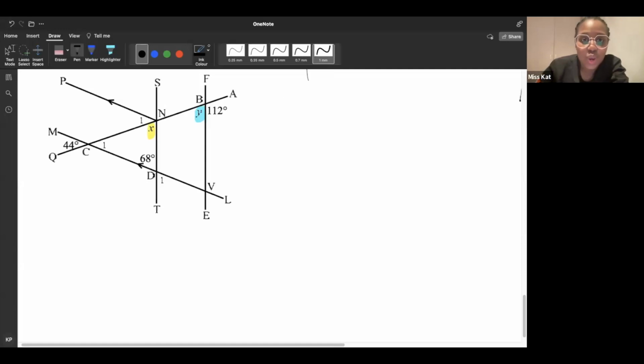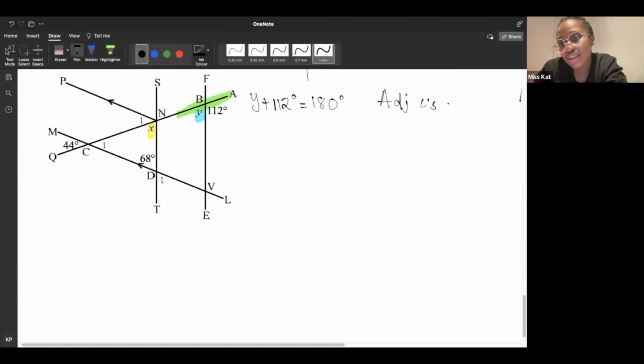Wow, Pelito, that was a long way to do it. It's correct though. But look here, Pelito. Isn't this a straight line? So we could have just said y plus 112 is equal to what? 180. What's my reason? Angles on a straight line. Yes, Pelito. See, this was much quicker. I'm very impressed that you saw the other one because I would have never thought of that.